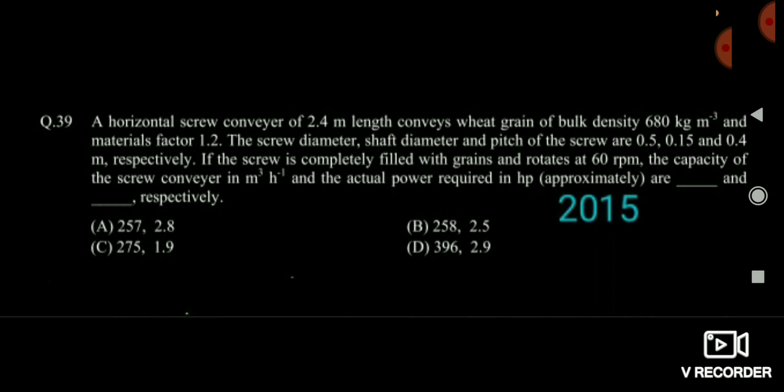1.8 something I have got. Here the answers are not given in proper way. So the answer is option A, meaning 257 I have got in the first term and 1.8 something I have got for the power in HP. But here the answers are not given in proper way, so you mark answer A.